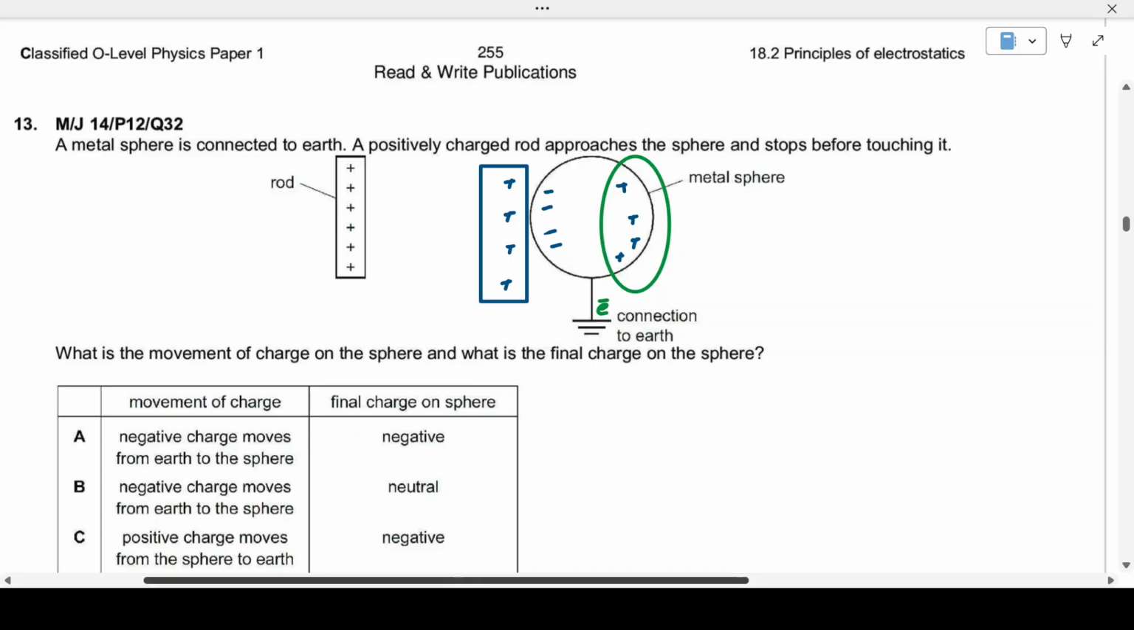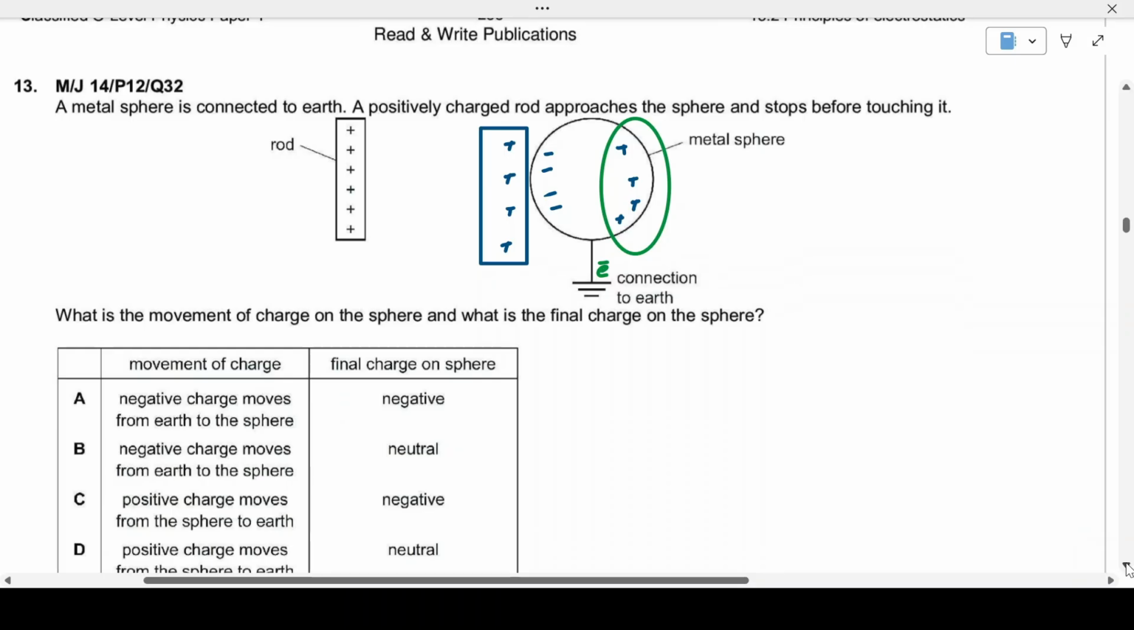So first of all, the final charge on the sphere. Whether you like it or not, the final charge is negative. So option C and option D are eliminated, because they say positive charge moves.